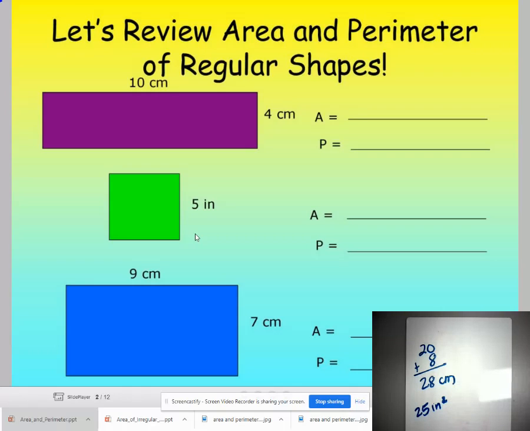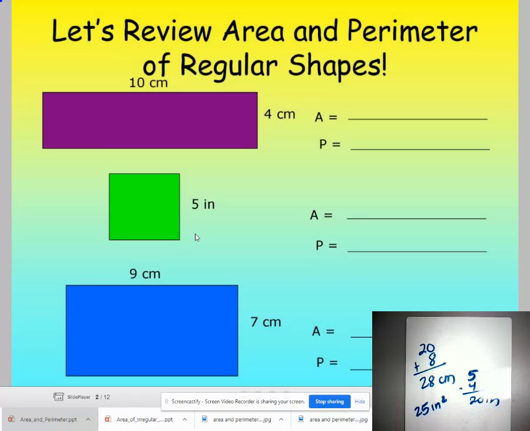I want you to pause the video and try the perimeter on your own. When you have your answer, come back to check. So the perimeter of the square is adding up all 4 sides. So it would be 5 four times, which equals 20 inches.